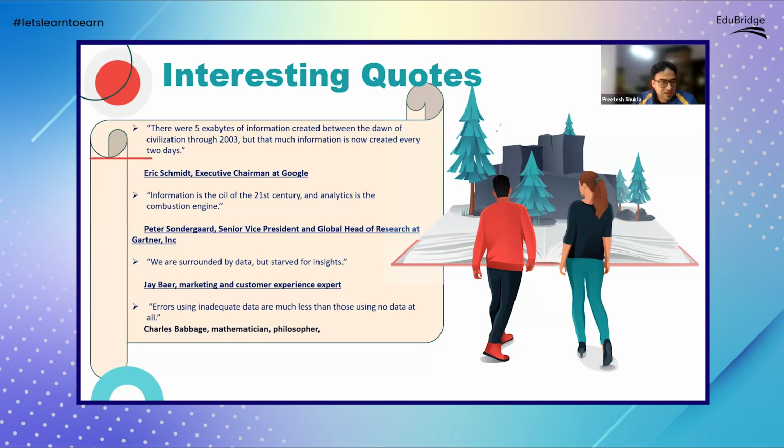Charles Babbage, again a mathematician, we would have heard his name. He always emphasized that using inadequate data, if there are errors made, they would still be less than taking decisions without data at all. So that means everyone is flooded with data. It's just that they need the right skill set, the right talent to make decisions about it.